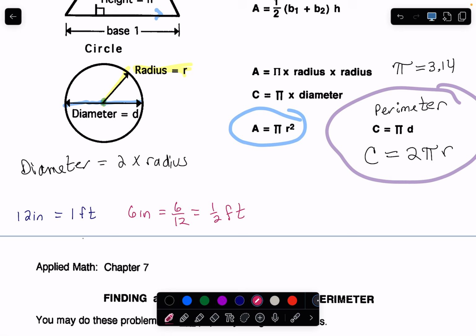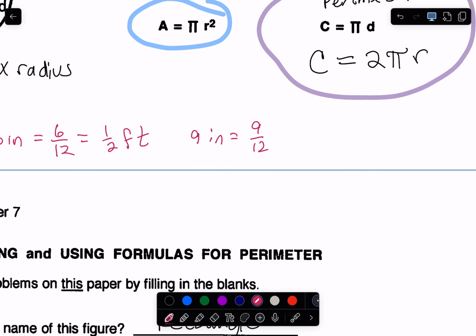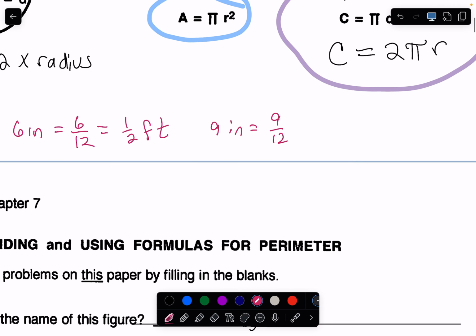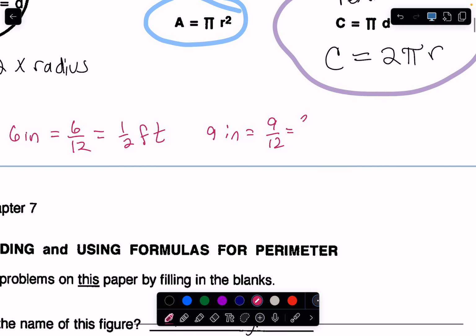Another common one, you'll see 9 inches. That's 9 out of the 12 I need to make. If you looked at my 12-inch ruler, 6 goes halfway. We're talking about 9 out of the 12, so we're more than half. What's a number that goes into 9 that also goes into 12? 3, right? So we can reduce that down. If I divide the top by 3, I get 3. If I divide the bottom by 3, I get 4. So that's 3/4 of the way.